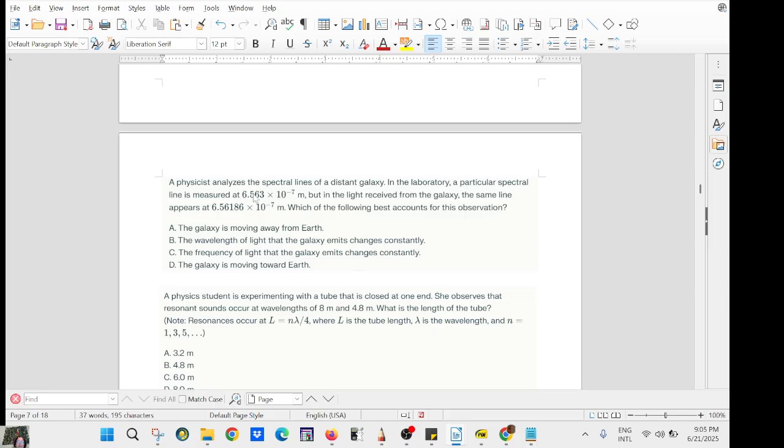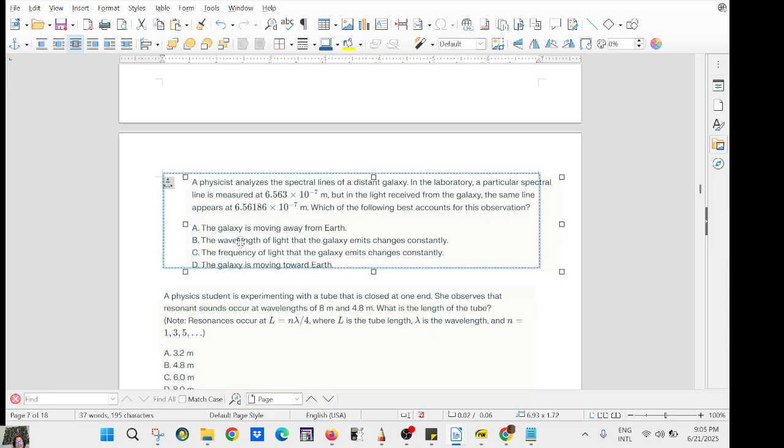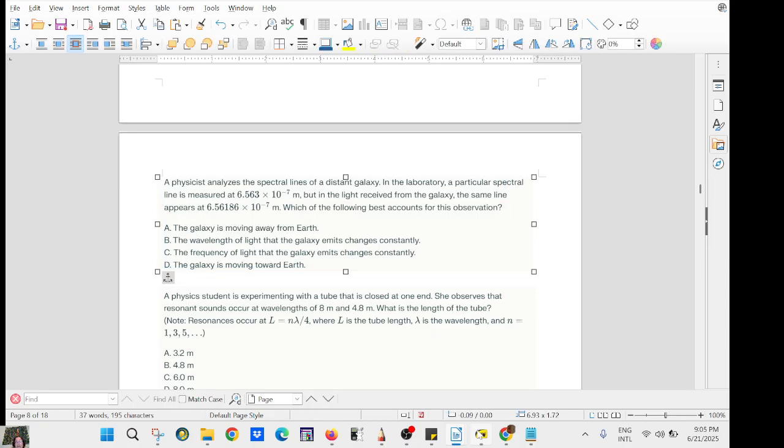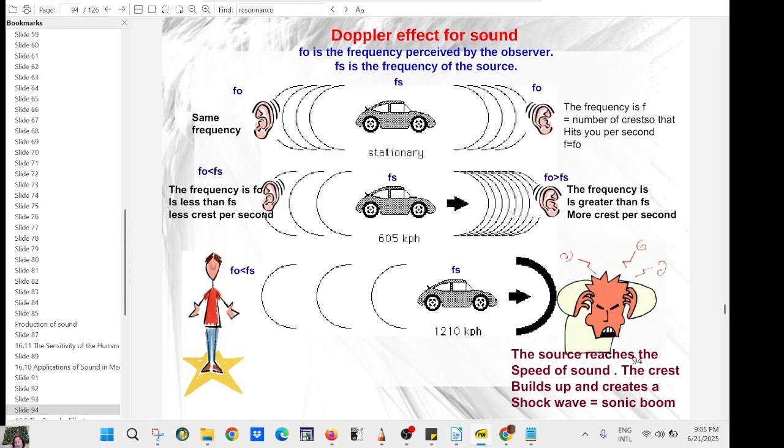So if this is in the lab and we measure that, see the wavelength here is smaller. Wavelength is smaller, so it means it's blue shifted, so the galaxy is moving toward Earth, right? So again, if it's moving toward us, the wavelength gets smaller. It's relative to each other, they're getting closer to each other.